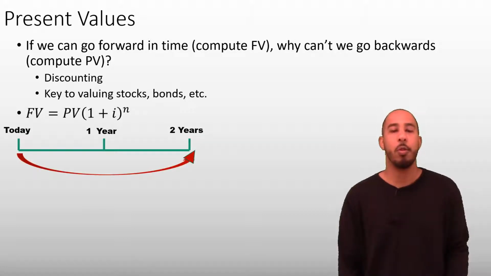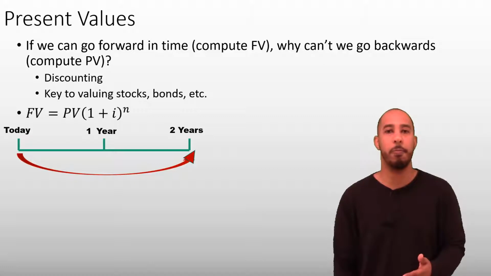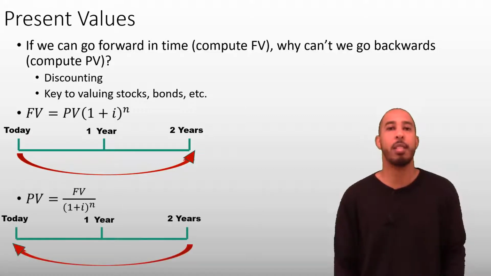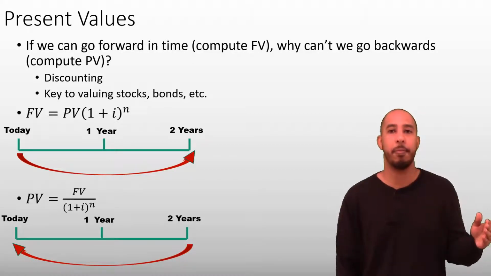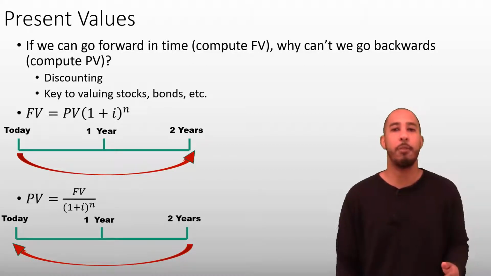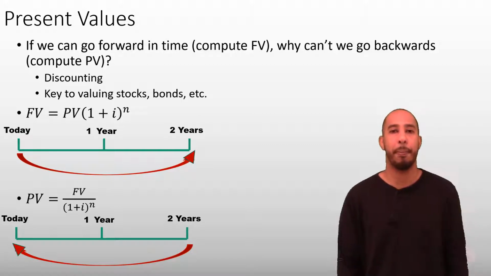For future value, we start with some amount today and see what it's going to grow to in the future. For present value, we have something in the future and try to determine what that is worth today. And we can simply rearrange the future value formula to get an expression to solve for present value. The present value is equal to the future value divided by 1 plus the interest rate raised to the n power.